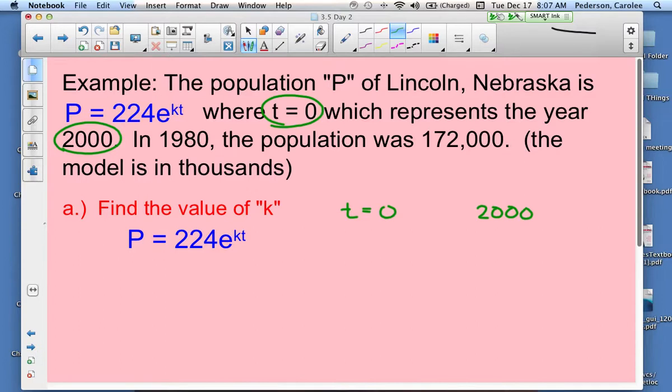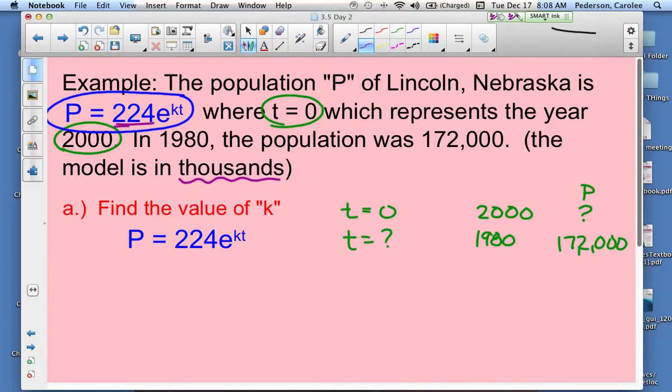In 1980, the population was 172,000. And t is unknown at this point, and population is unknown at that point. So those are some things we're going to identify. And it says that this model, which is right here in the blue, is our equation, is in thousands. So really, this 224 represents 224,000.